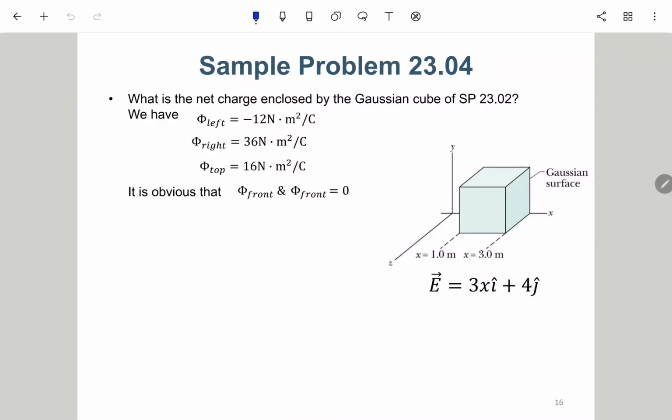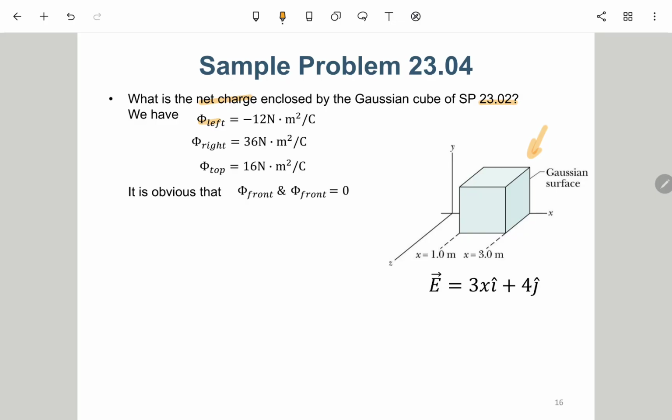Okay, so let's take a look at this sample problem. It is actually an extension of sample problem 23-02. Hopefully you can remember this cube. It asks what is the net charge enclosed by the Gaussian cube of sample problem 23-02. According to that sample problem, we have already calculated something.